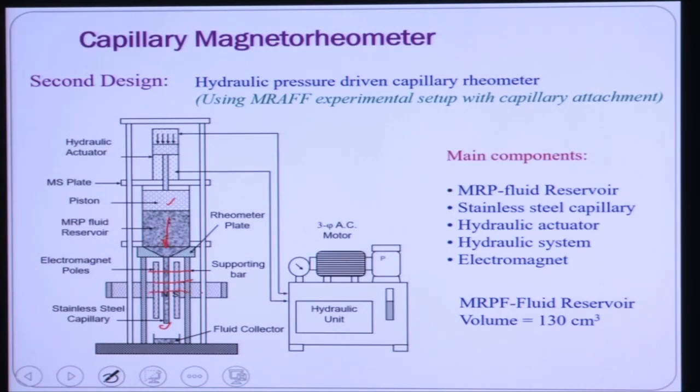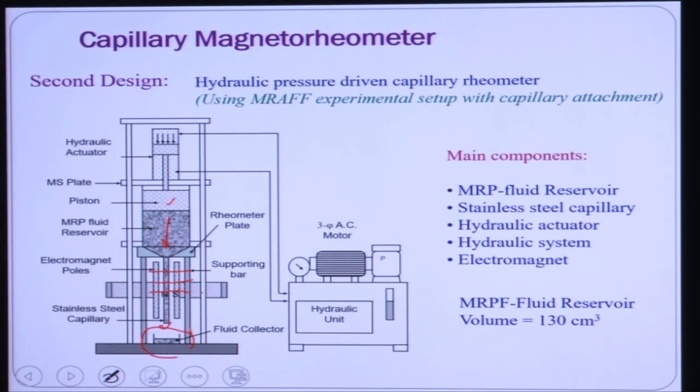To measure the viscosity of this fluid, the fluid deformation shear direction and the magnetic field direction should be perpendicular to each other. So this is the container here, where you can collect the MR fluid. After the MR fluid inside this capillary has come to a steady state condition, you have to collect the MR fluid inside this container and measure the time.